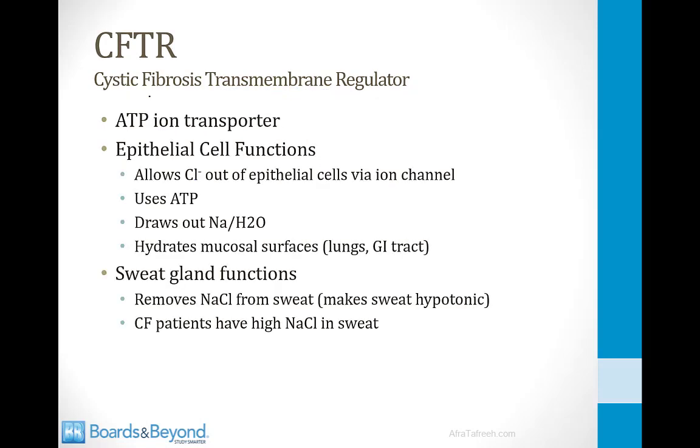So let's talk about what the CFTR protein does. The CFTR protein is an ATP ion transporter, and what this means is that it allows ions to pass through a channel and that it uses ATP. It has different functions in different places of the body. In particular, it has important functions that relate clinically to cystic fibrosis in epithelial cells and in sweat glands.